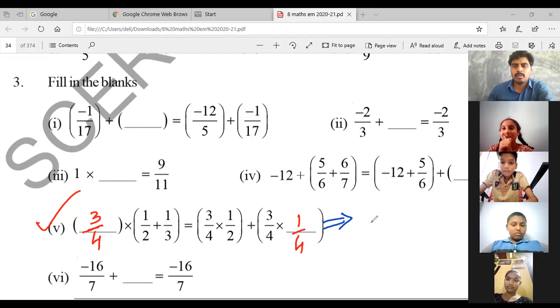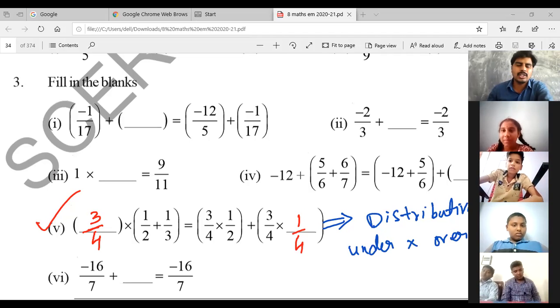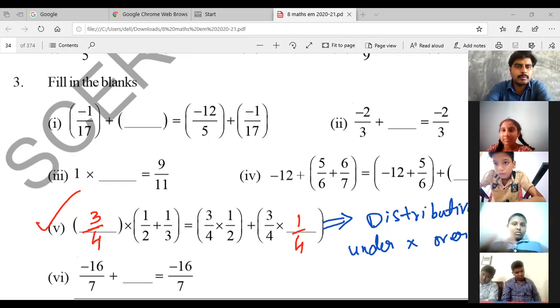Distributive property, sir. Very good. Distributive property under multiplication over addition. So nobody is giving the answer. Additive property, multiplicative. Do we have a multiplicative property? Do we have an additive property? No, right? Then how are you telling? Simply coming and watching like a cinema. Nobody is writing the notes, right?